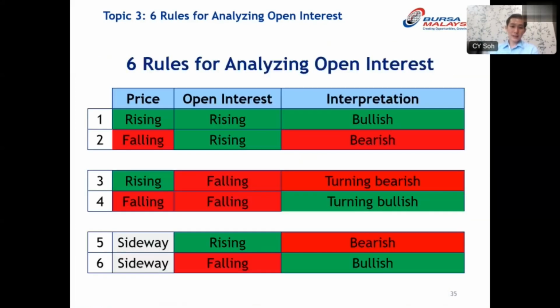All right, so here you can take your phone to screenshot this page. Here are the 6 rules for analyzing open interest. You just need to familiarize yourself with rule number 1 until rule number 4. When it comes to interpreting, analyzing or even reading the market, knowing rule number 1 until rule number 4 is more than good enough already. These 4 patterns are actually good enough.